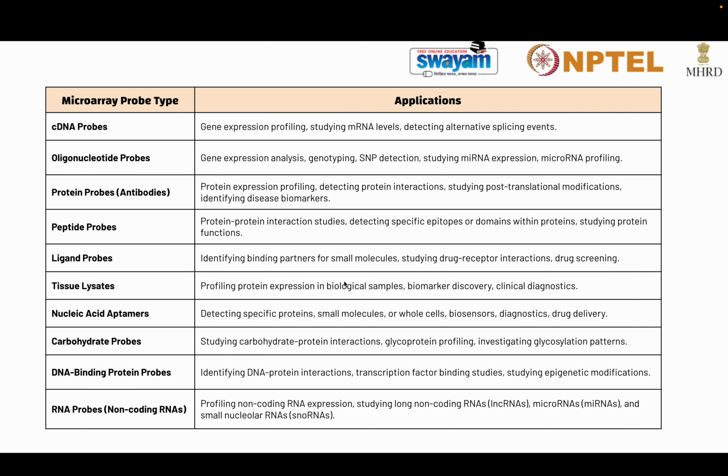And here are a few applications. For example, cDNA probes: we use them when we want to see the gene expression, or study the mRNA levels, and detect alternative splicing events. These are a few of the applications of cDNA probes. Similarly, oligonucleotide probes are used when we want to check gene expression analysis, genotyping, SNP detection, studying miRNA expression, and microRNA profiling. Similarly, you can go through the other probes, when they are used and what their applications are.